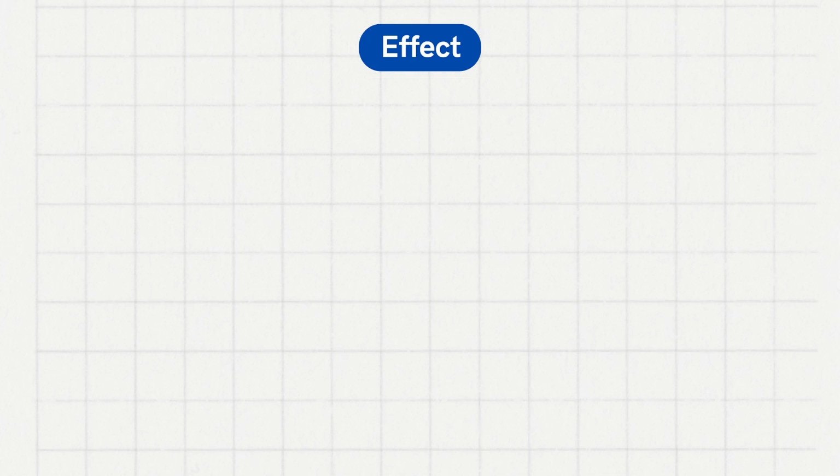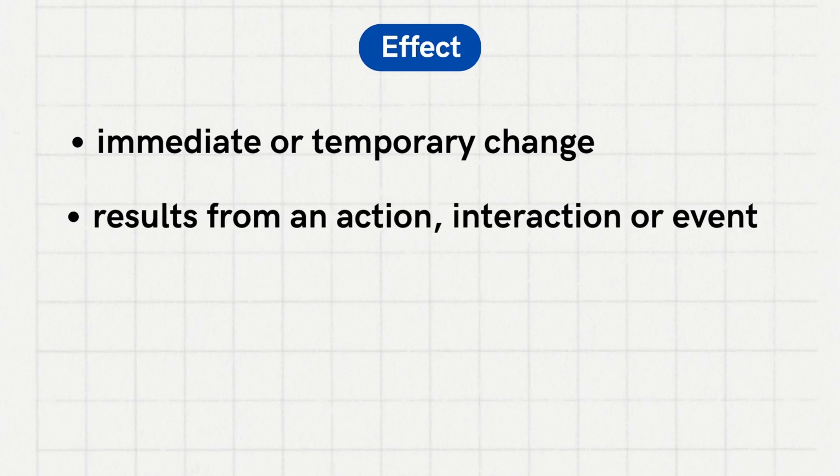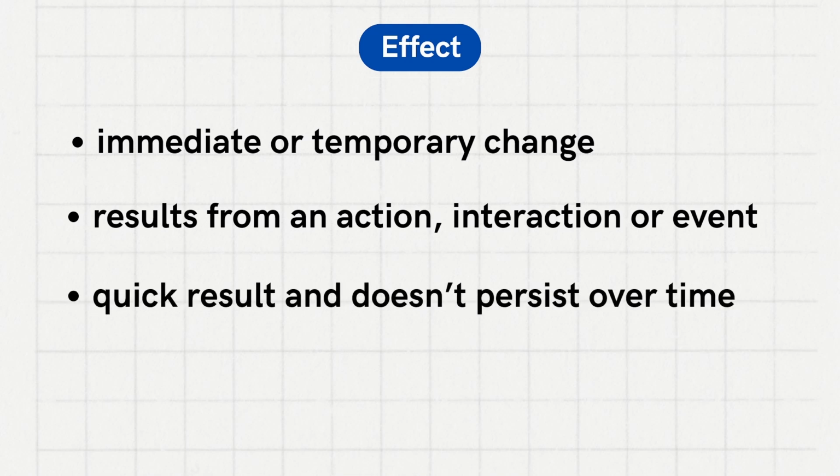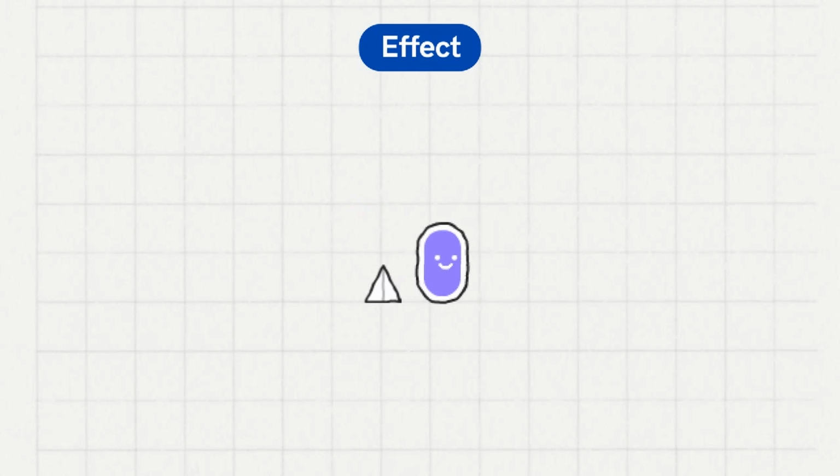How about an effect in gameplay? An effect refers to any immediate or temporary change or outcome that results from an action, interaction, or event in the game. Effects are usually more immediate and direct compared to statuses. They often occur as a result of an action rather than persisting over time. Examples of effects are damage, knockback, or healing effect.